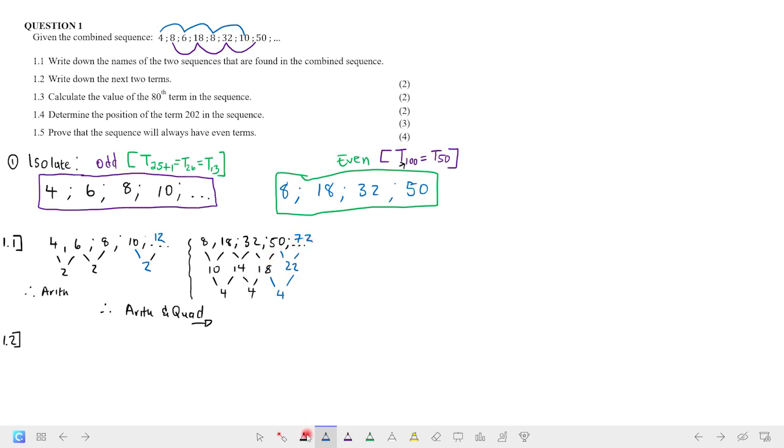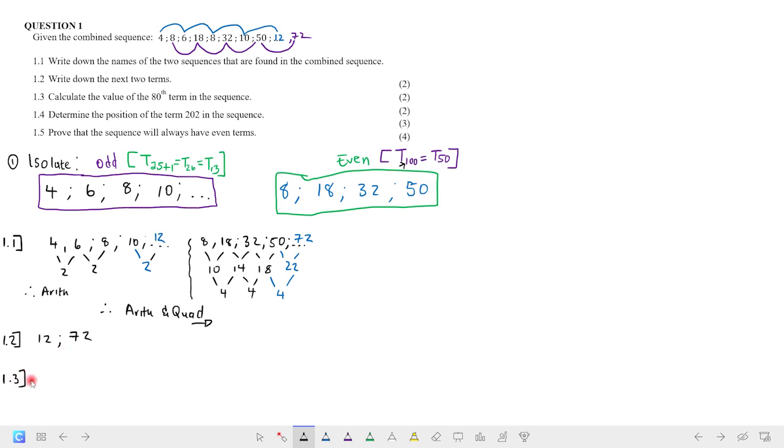Now these values, where do they belong, or how do we put them in the combined sequence? Remember, this was the arithmetic, so the arithmetic needs to skip one term to sit there, so it's going to be 12. And then the quadratic skips that 12 and sits there, which is going to be 72. So the next two terms are 12 then 72. Don't make the mistake of saying 72 then 12, because that is going to be wrong, right? It needs to follow the order.